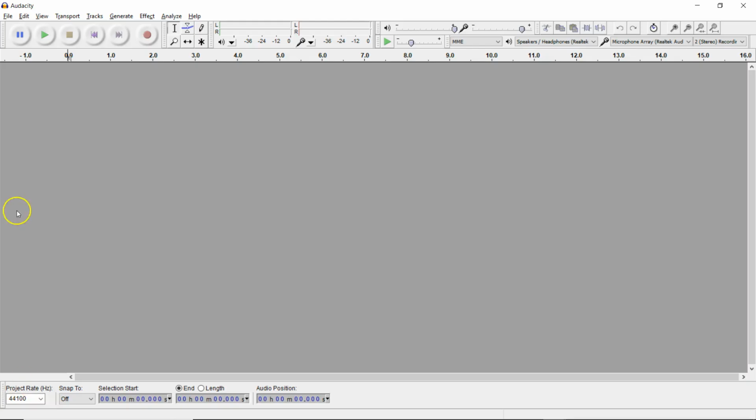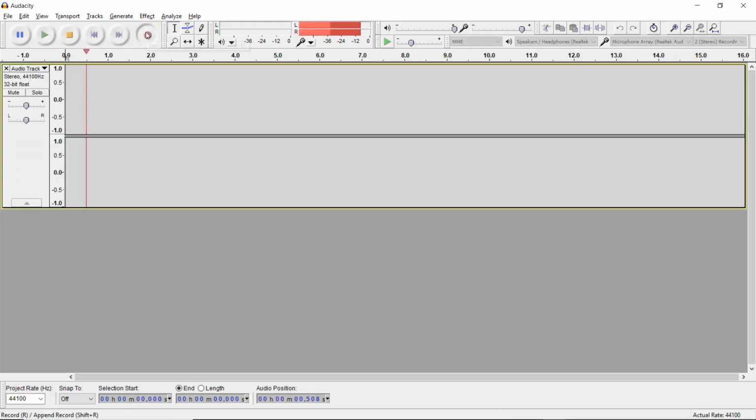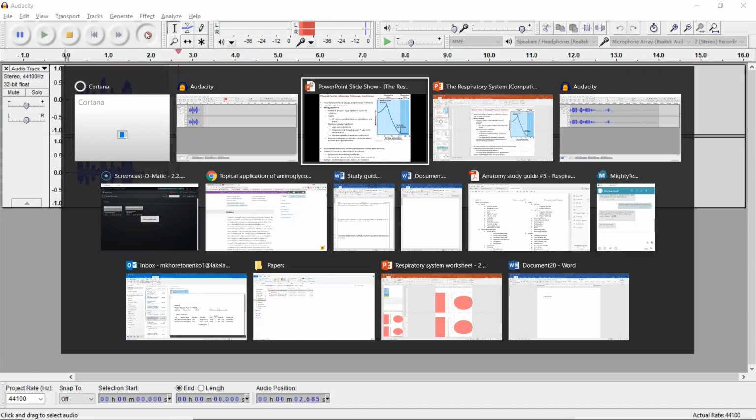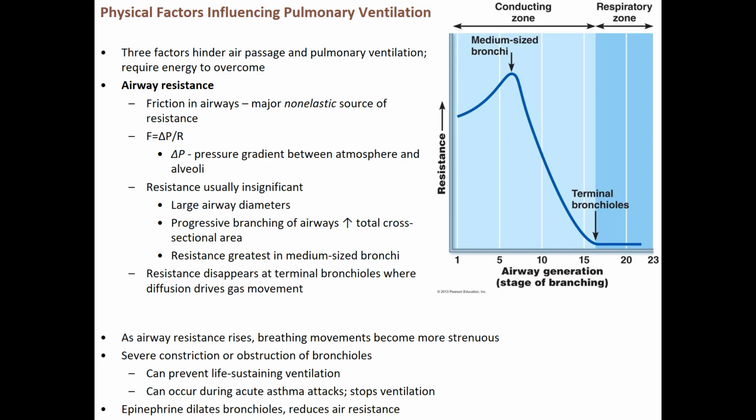So as I promised, I'm going to record this little fragment here about the respiration, the part that didn't record well.